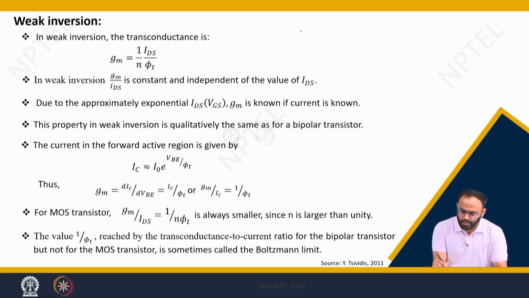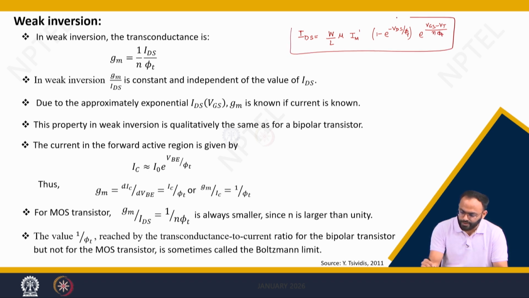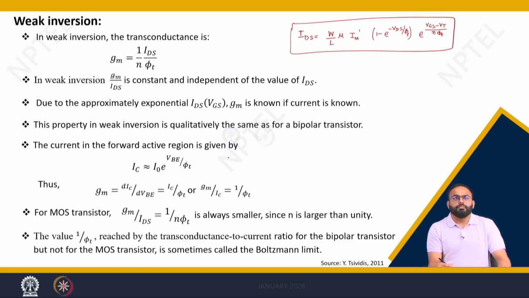We know that in the weak region of operation, the current IDS can be given as W by L into mu into some Im dash, which is constant, into 1 minus e to the power of minus VDS divided by phi t into exponential of VGS minus VT divided by n times phi t. This expression we have already derived in our previous lecture when we were discussing the weak inversion region of operation.